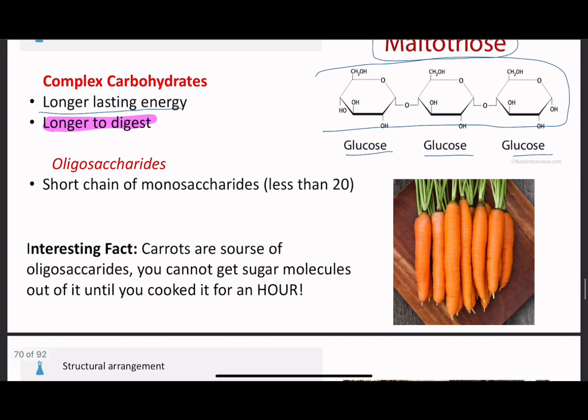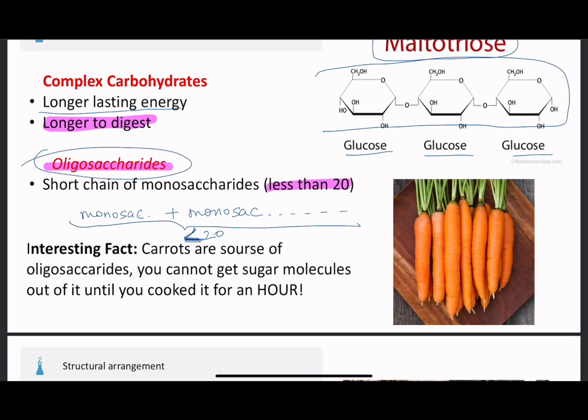The polymers of carbohydrates that have less than 20 monomers are called oligosaccharides. So, meaning that if I have monosaccharide, add another monosaccharide, if it keeps adding like this, right? It keeps adding, and if it's less than 20, not equal to 20, it's going to be called oligosaccharides, okay?